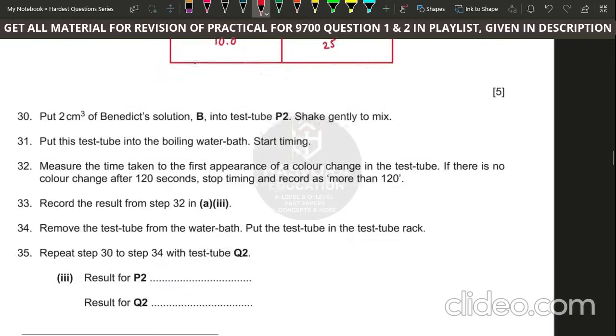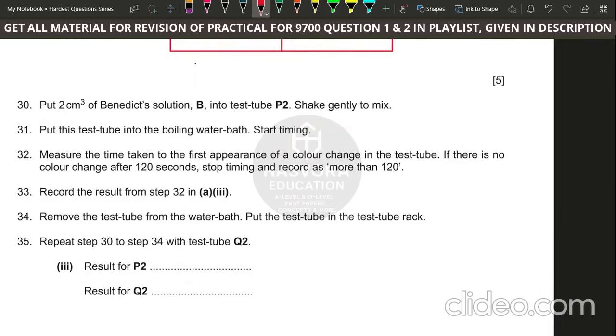Now you will be doing the test with the unknown solution, the one we performed the diffusion with. So now put 2 cm cube of Benedict's solution B into test tube P2, shake gently to mix, put this test tube into a boiling water bath and start timing. Measure the time taken, and also I want to give you one note that you have to put an equal amount of the Benedict's solution and the solution that you want to test for.